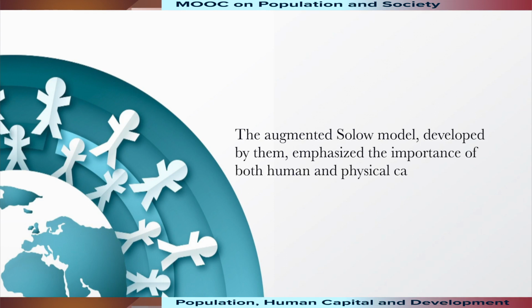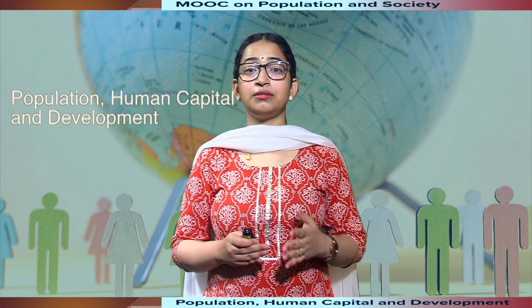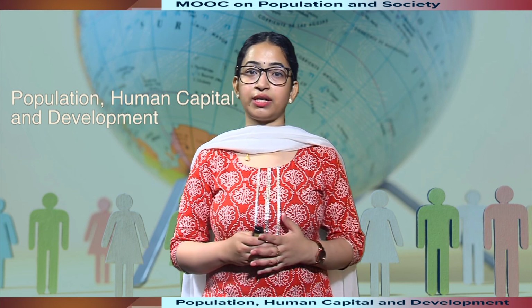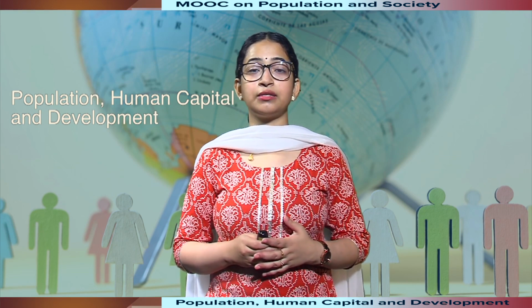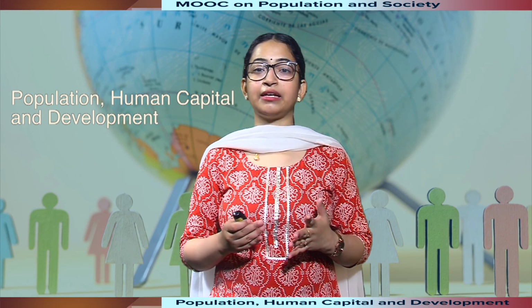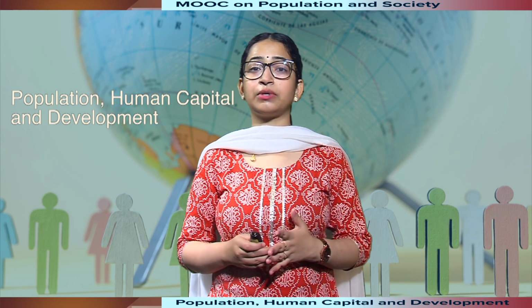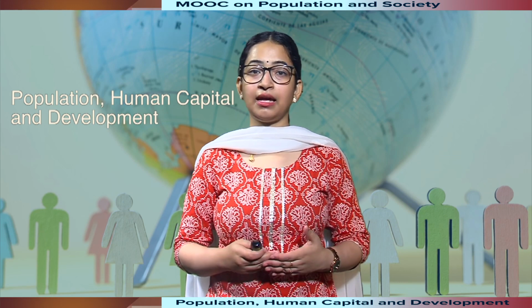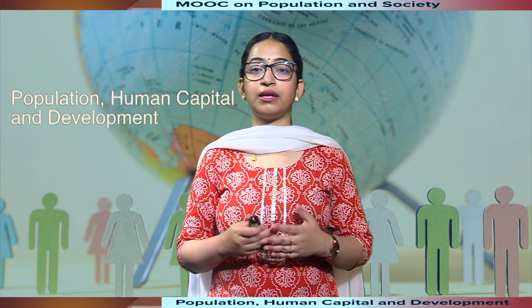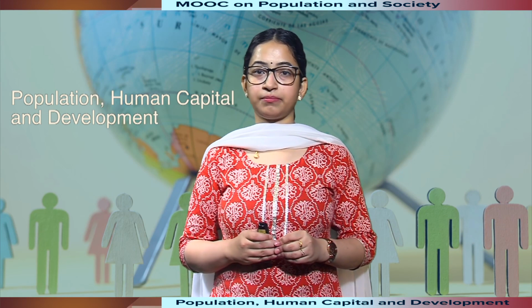The augmented Solow model developed by them emphasized the importance of both human as well as physical capital accumulation. It suggested that variations in income per capita across countries could be attributed to differences in savings, education, and population growth, a proposition validated through empirical analysis. Furthermore, their research also outlined the transition to a steady state and offered estimates of the rate at which economies converge towards the equilibrium state.